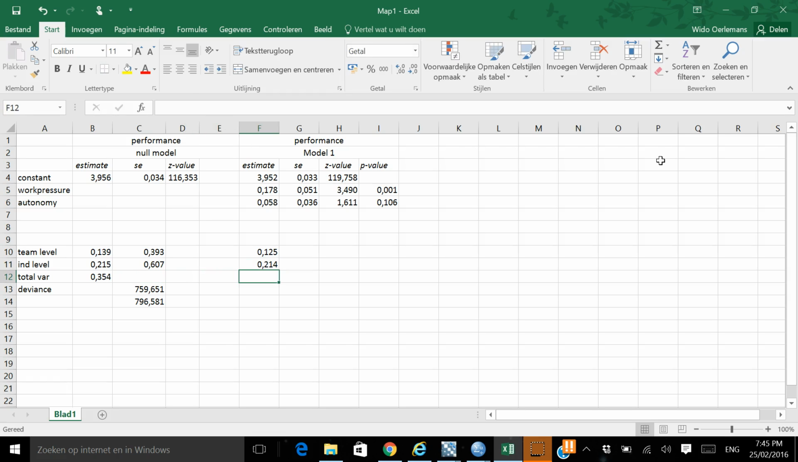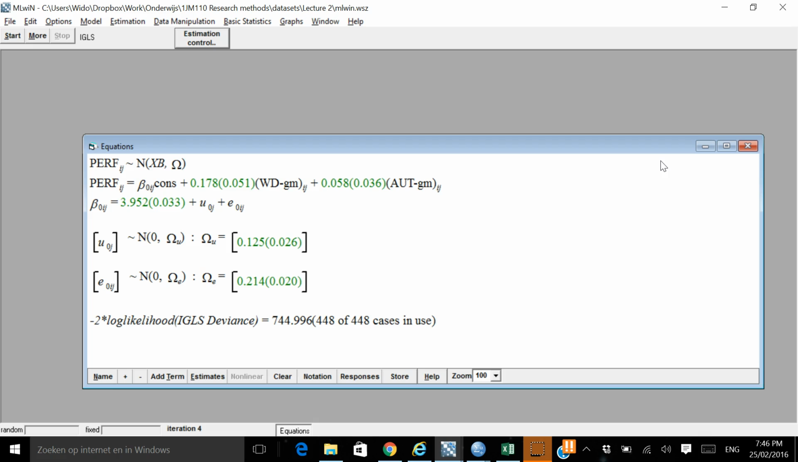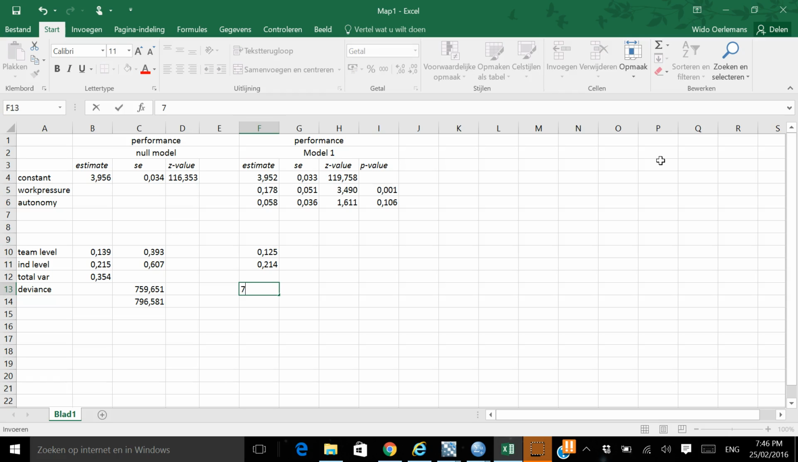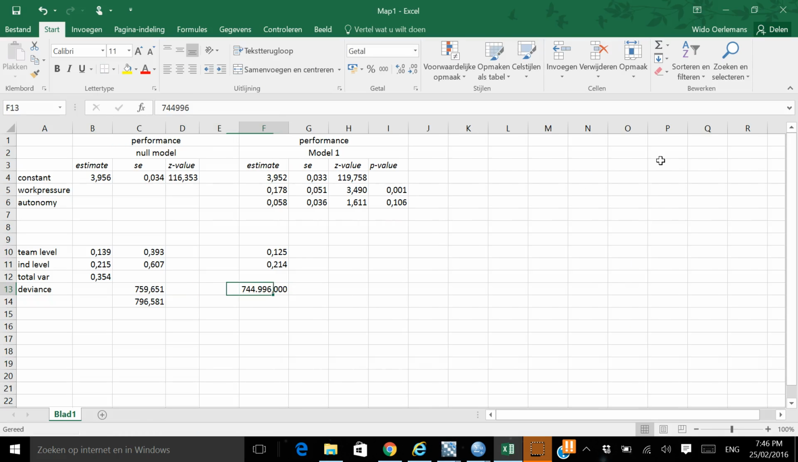Total deviance. No, it's not necessary actually. And then we have the deviance of 744.996. Oh, comma. It's getting late. 996. Okay, and we could also say, let's delete that. That one was the one-level model actually. We delete it. Okay.